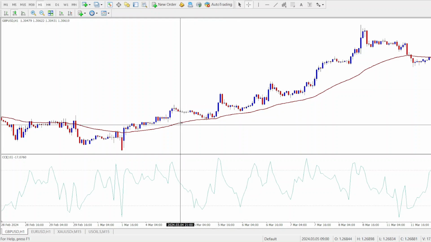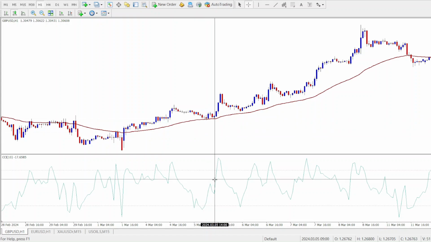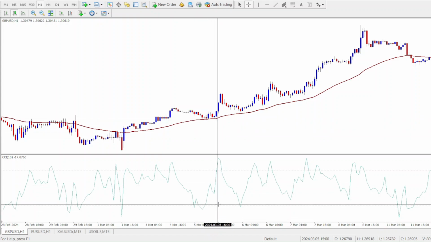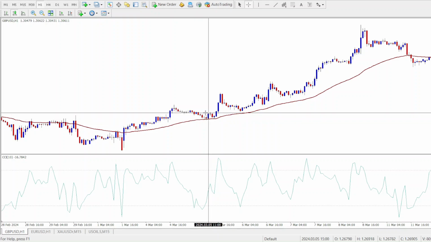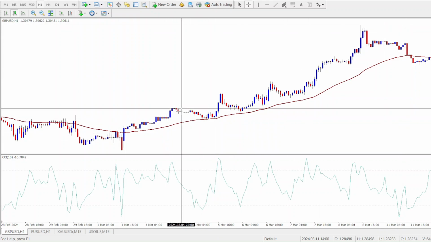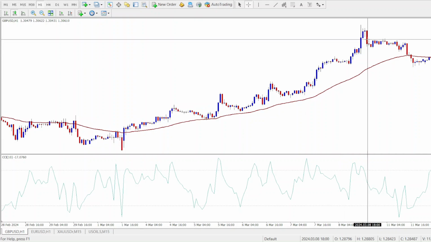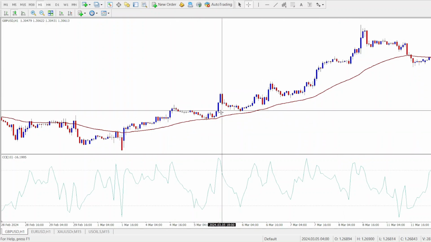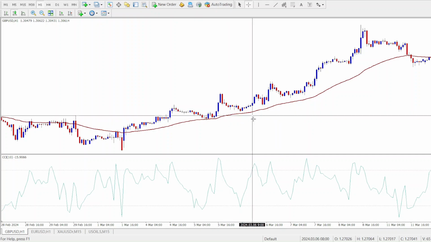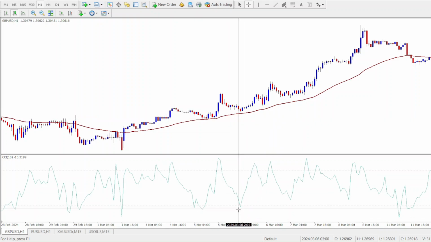So when you have a pullback, for example, you can see that the CCI can give you a signal that you can add to your buy trade, because it's a trending market. When you are already in the buy trade, in a bullish trend, and then you get a pullback, you can decide to add to your buy trade. The CCI is going to give you the signal.